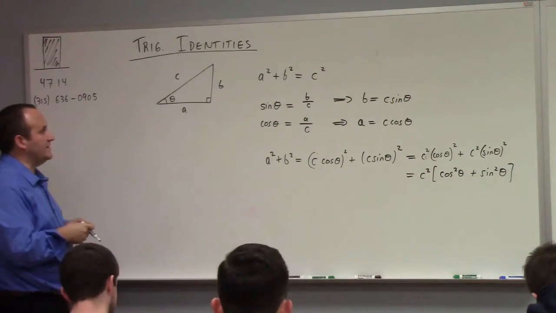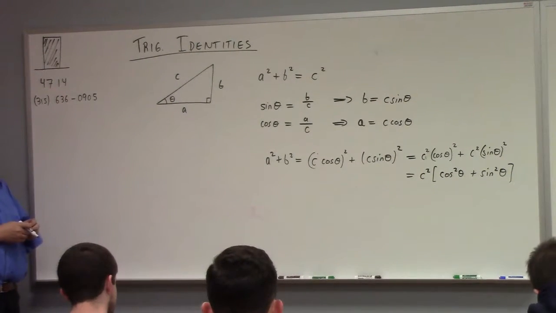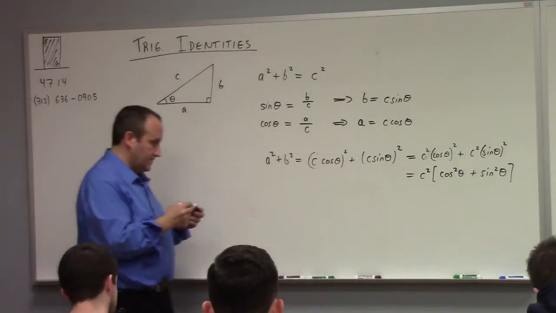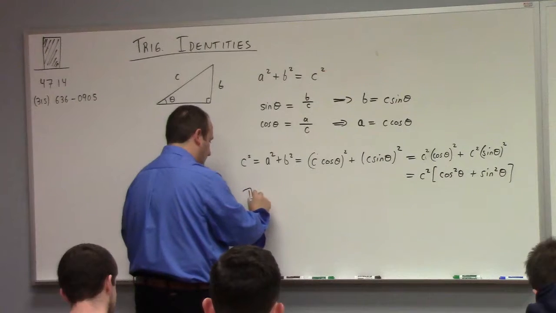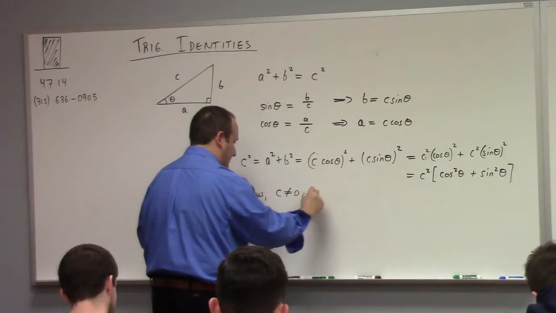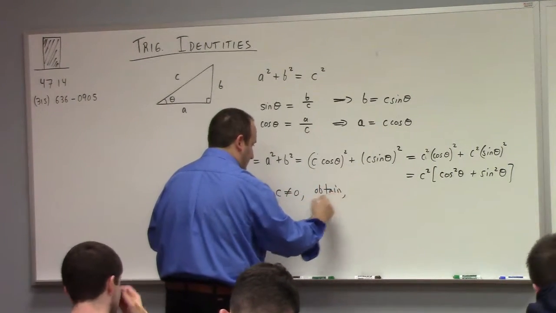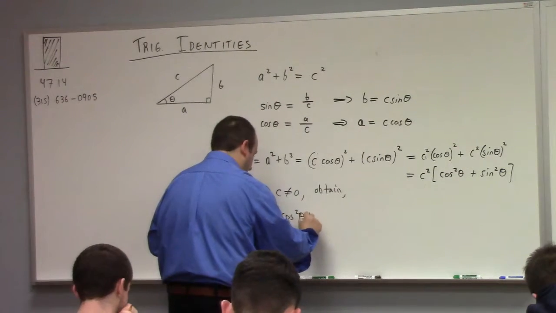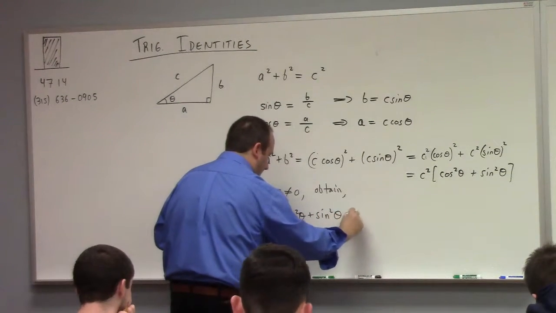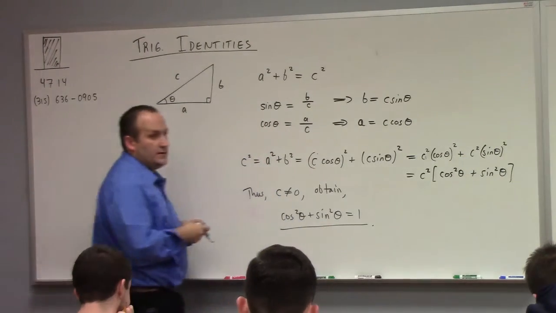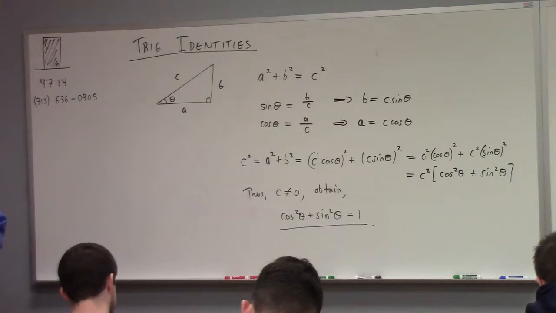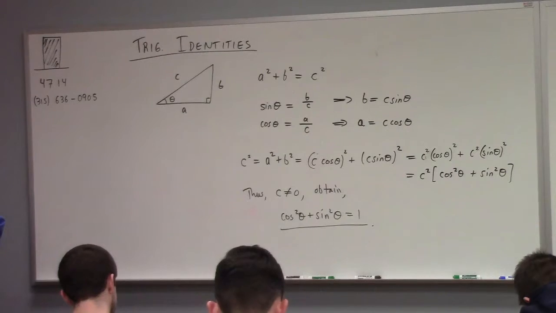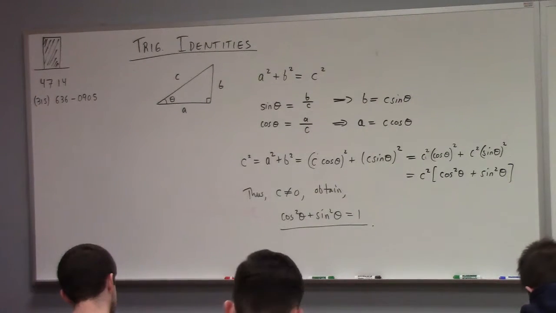But the Pythagorean identity says what? A squared plus B squared is equal to C squared, so what do we have? Right, so thus, for C not equal to 0, we obtain what? Well, you guys just told me. Cosine squared theta plus sine squared theta equals 1. Very good. And that's why this is called the Pythagorean identity, right? Because it's a simple consequence of the definition of sine and cosine in terms of right triangle trigonometry, as well as the ordinary Pythagorean identity.